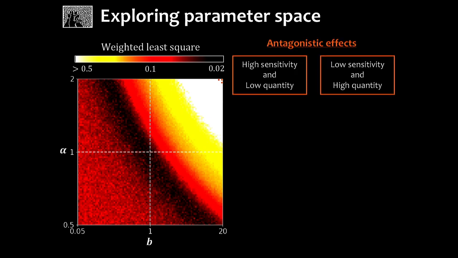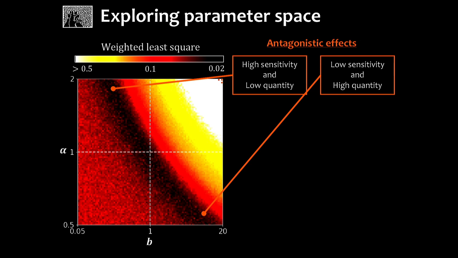What does that mean for the ant? This region lies where the parameters alpha and b have an antagonist effect. For instance, this extreme case is when the sensitivity is high, alpha bigger than one, and the quantity of pheromone is low, b lesser than one. And the contrary here, in that region.